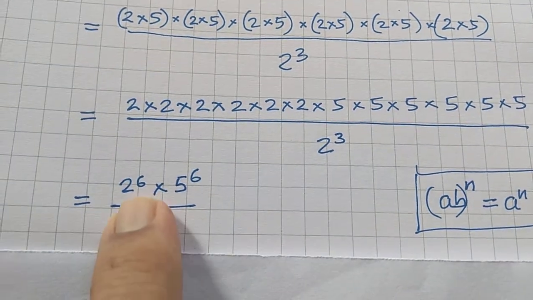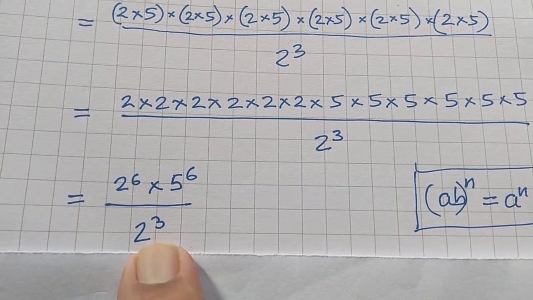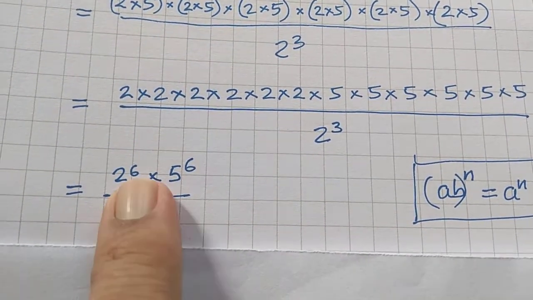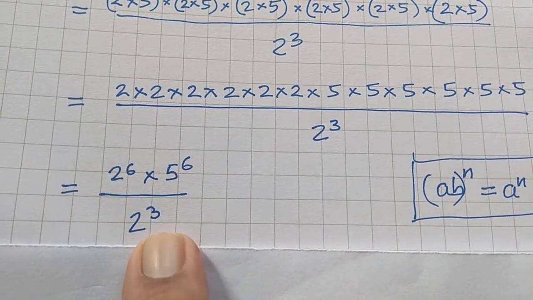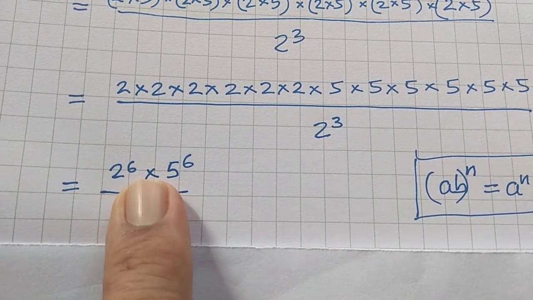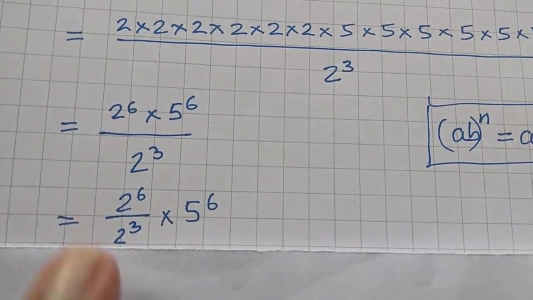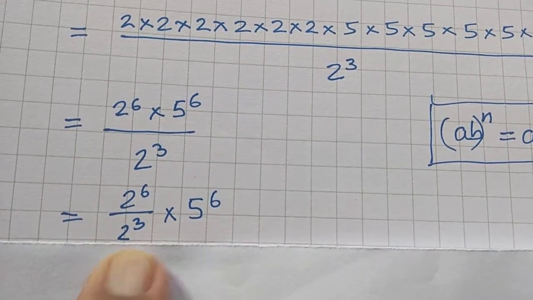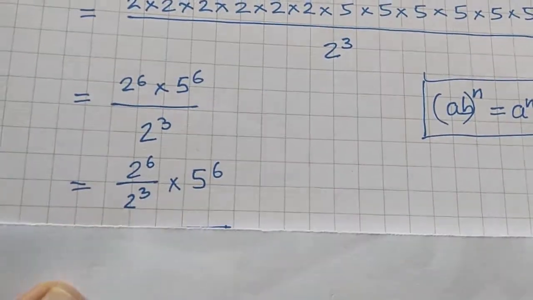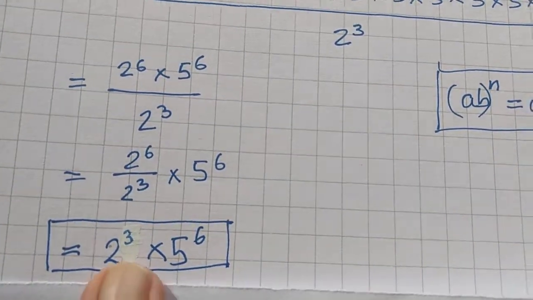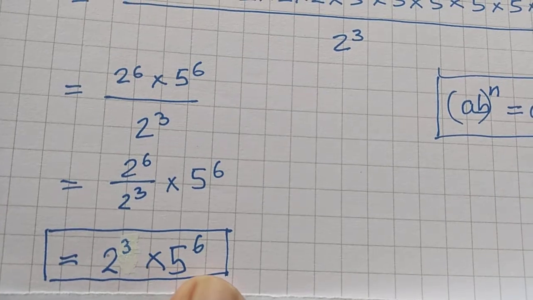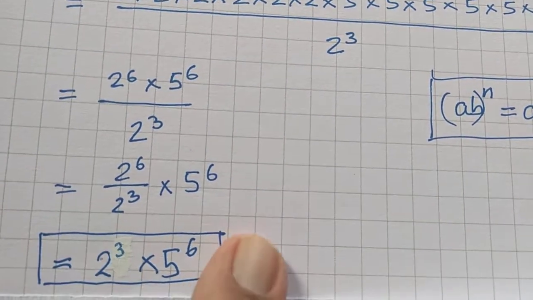Now you can simplify. You see 2 to the power 6 and 2 to the power 3. What will you get? If you divide 2 to the power 6 by 2 to the power 3, you will get 2 to the power 6 minus 3, which is 2 to the power 3. So you will get 2 to the power 6 divided by 2 to the power 3 into 5 to the power 6. So the answer will be 2 to the power 3 into 5 to the power 6. This is the answer I wanted.